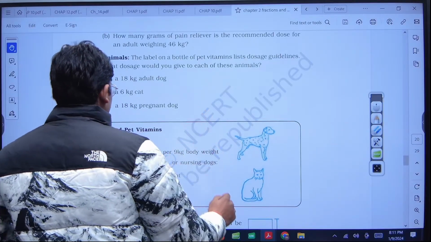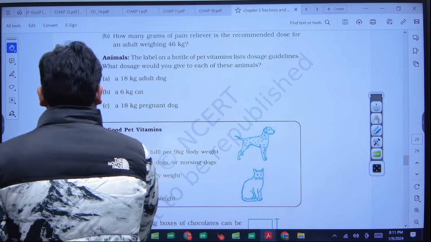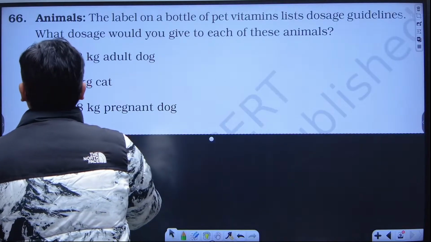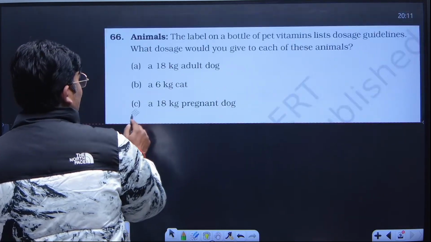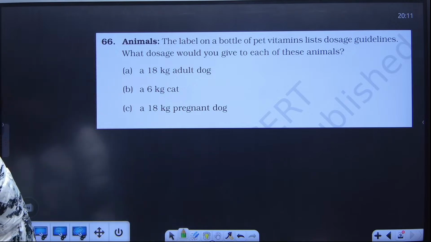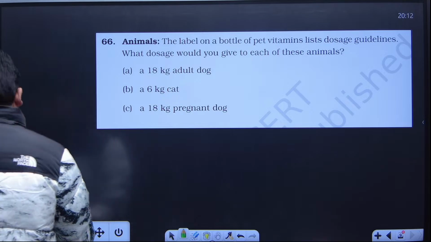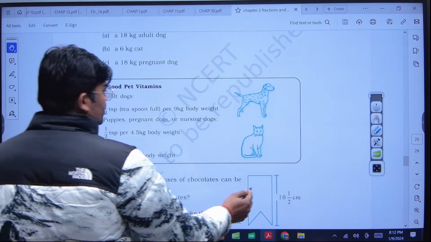Coming to the next question, 66. And it is showing the pets as well. So I am increasing my general knowledge as well. The label on a bottle of pet vitamins lists dosage guidelines. What dosage would you give to each of these animals? An 18 kg adult dog, a 6 kg cat, an 18 kg pregnant dog. So dosage is written here.